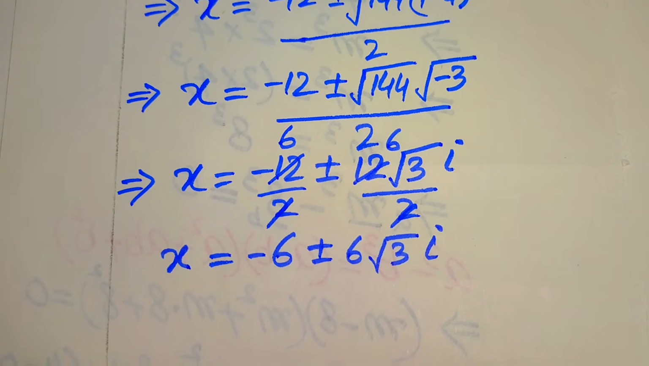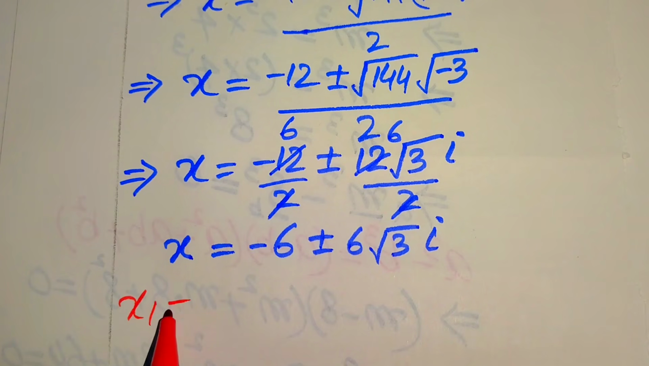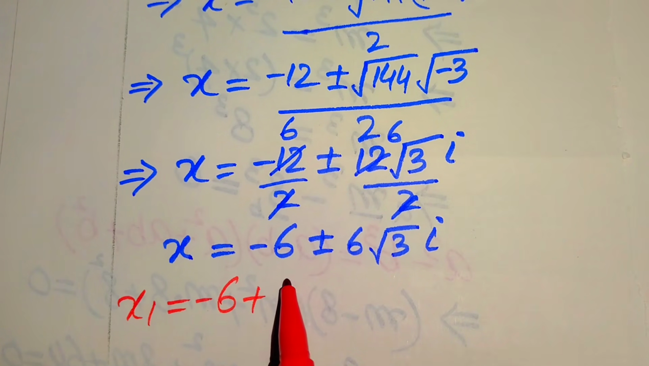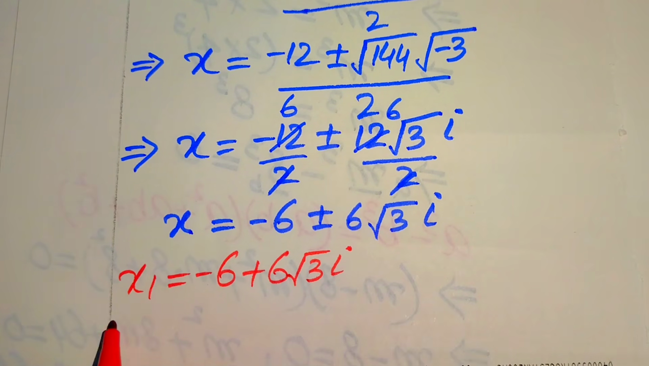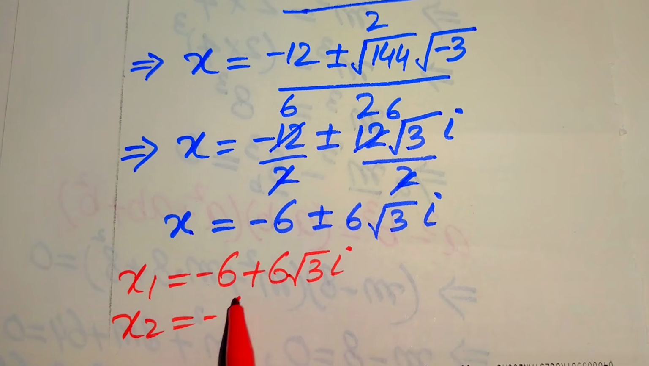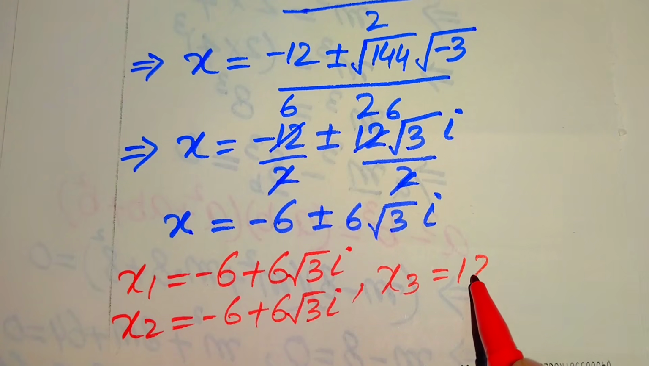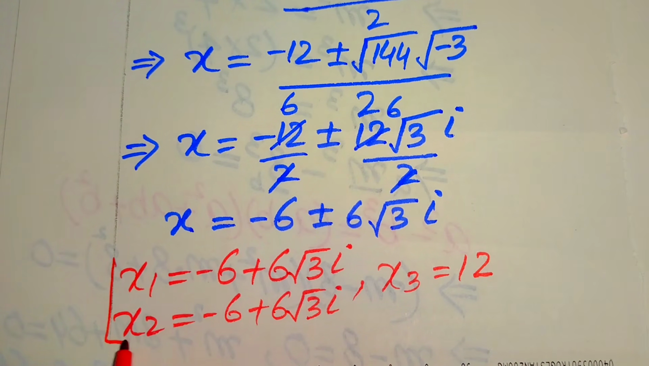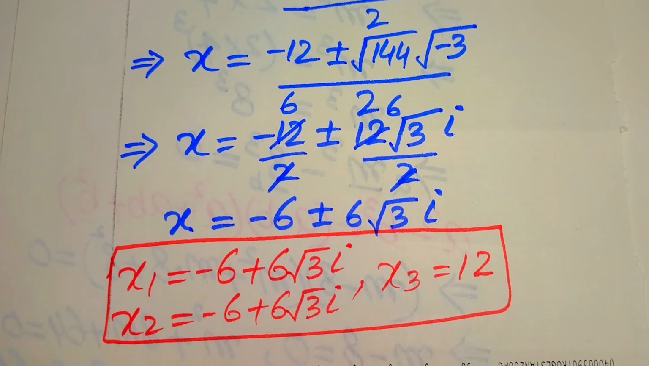So finally we obtain 3 roots of the given equation, in which 2 roots are complex roots. These are x1 is equal to minus 6 plus 6 times square root of 3 into iota, the first complex root, and the second complex root is minus 6 minus 6 times square root of 3 into iota. The third root is the real root, and it is x3 is equal to 12. Finally, these are the 3 roots of the given equation, and this is our final answer of this question.